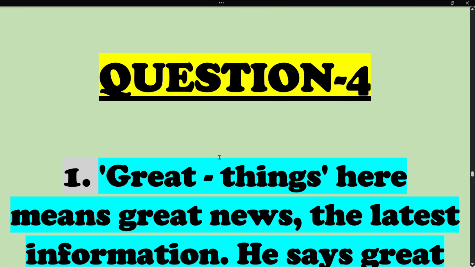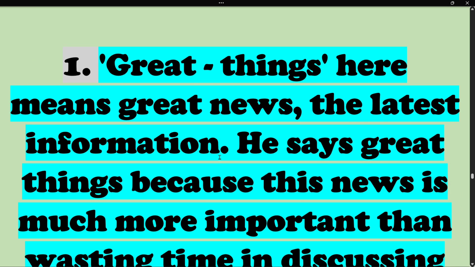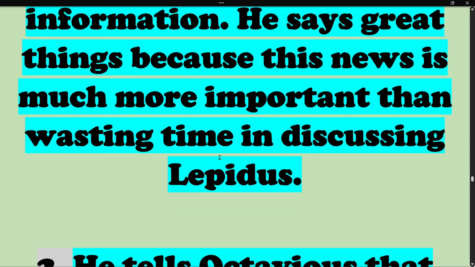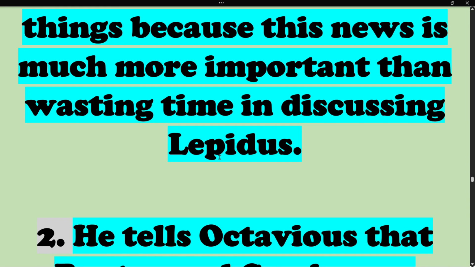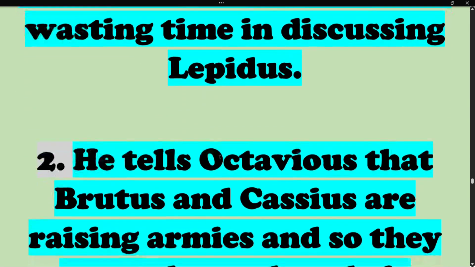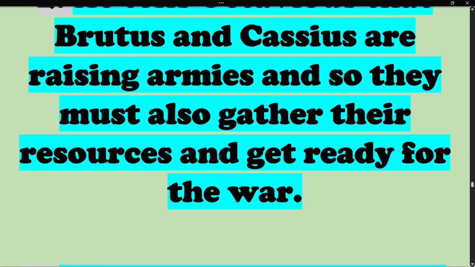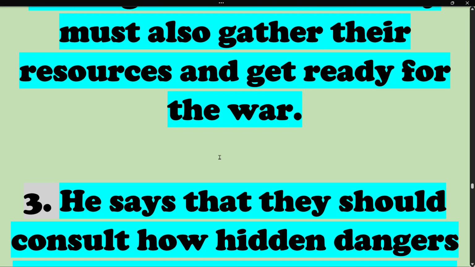Now, question number four, first. Great things here means great news. The latest information. He says great things because this news is much more important than wasting time in discussing Lepidus. Now, second, he tells Octavius that Brutus and Cassius are raising armies, and so they must also gather their resources and get ready for the war.